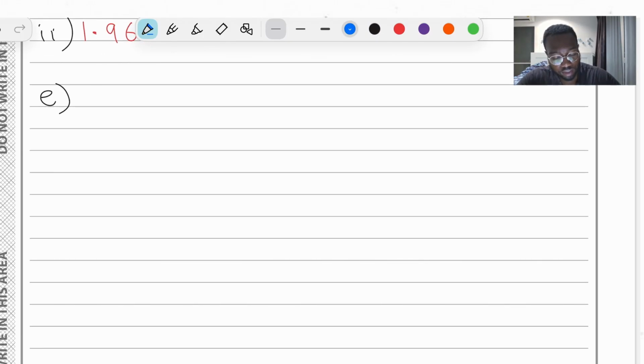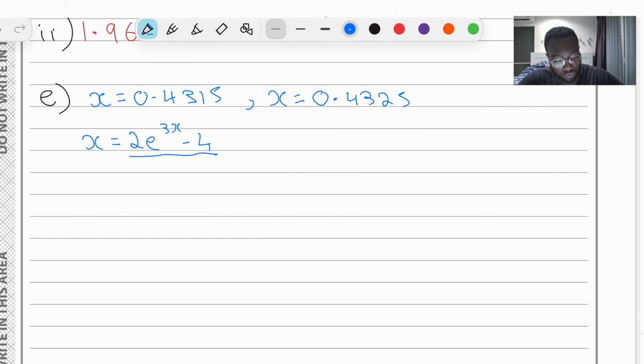So for this question, if we show that alpha is equal to 0.432, effectively what they're saying is we need to put a value in when x is equal to 0.4315, and then when x is equal to 0.4325. If we can put a value in for that, there should be a change of sign. So what do we have? We have the equation x equals (2e^(3x) - 4) over (e^(3x) + 4). Right now this isn't in the f of x form, but we have this x, so we just need to bring that x to the other side.